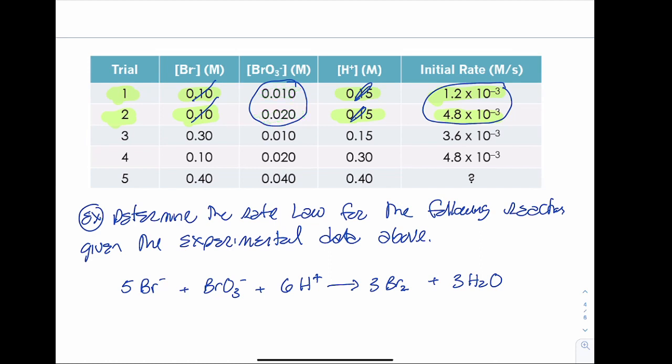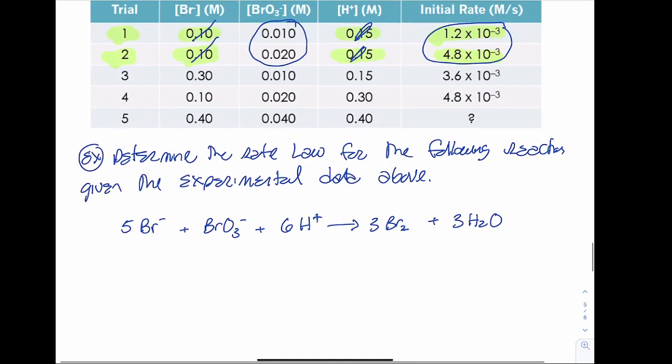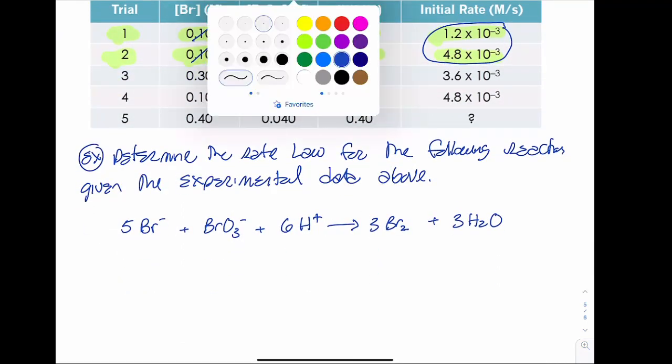When my concentration doubled, what happens to my rate? Is that doubled? Is that tripled? Is it cut in half? What happened there? And if you can't tell, just get out your calculator, divide 4.8 times 10 to the negative third by 1.2 times 10 to the negative third. And when I type that into my calculator, I get a 4. So what happened is, let's write this down here.